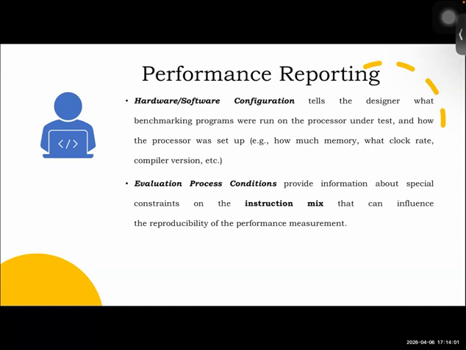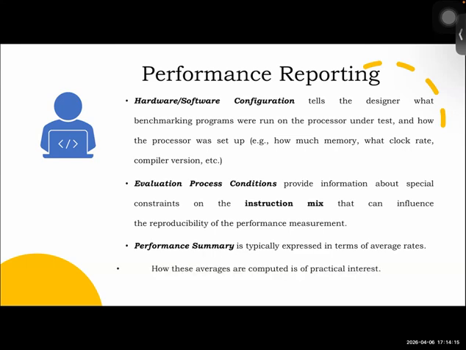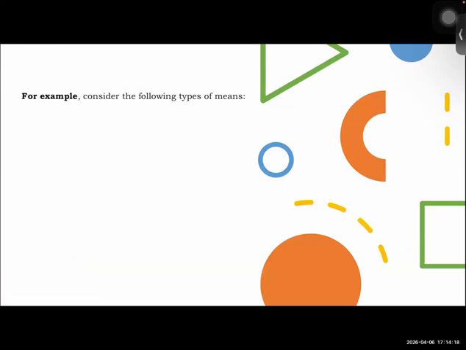And the third important takeaway in performance reporting is the overall performance summary. The performance summary is typically expressed in terms of the average rate. In mathematics, we found different average rates, like the arithmetic mean. So in the arithmetic mean, how is it measured? It is 1 over the number of instructions, multiplied by their execution time. So that is, for a given program, how many instructions are there.